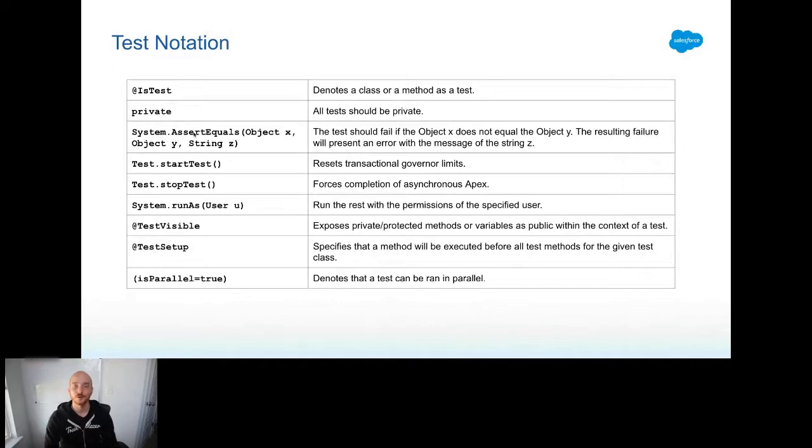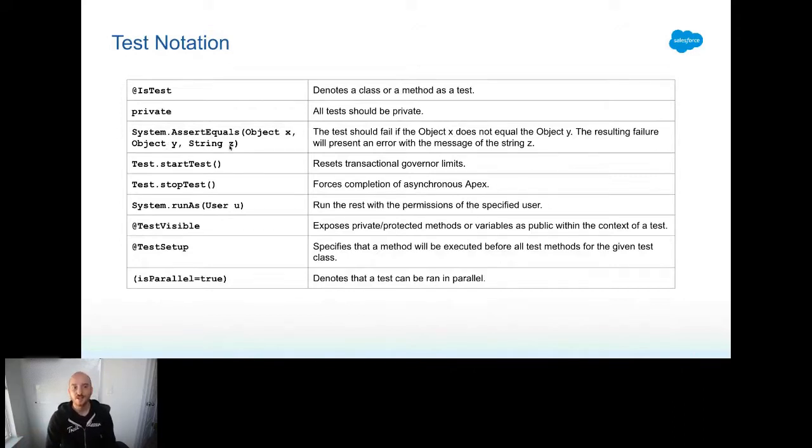System.assertEquals. Now this is the most important part of the test. When we write tests, we need to make valid assertions that the system behaves the way that we expect it to. So in this notation, assertEquals object X, object Y, string Z. This means if object X does not equal object Y, then we're going to fail the test and we'll print out the message that's defined as string Z.